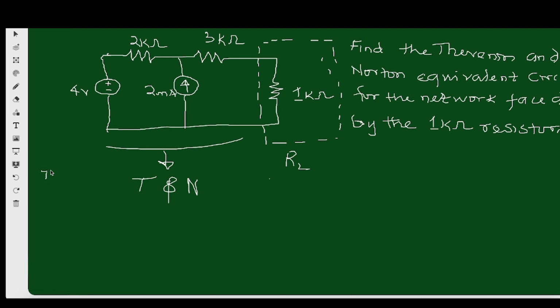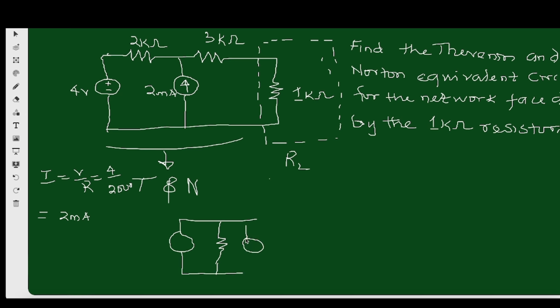So current source is what? I is equals to V over R. So which is what? 4 over 2 kilo ohms. 2 kilo ohms is 2000. What does that give me? That's 2 milliamperes. So if I draw that, this is the current source parallel to 2 kilo ohm resistor, then parallel to another 2 milliampere current source, then the load resistor.